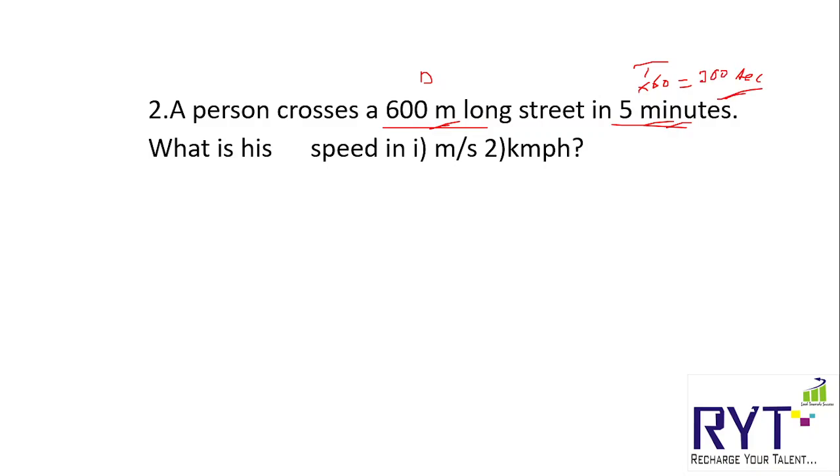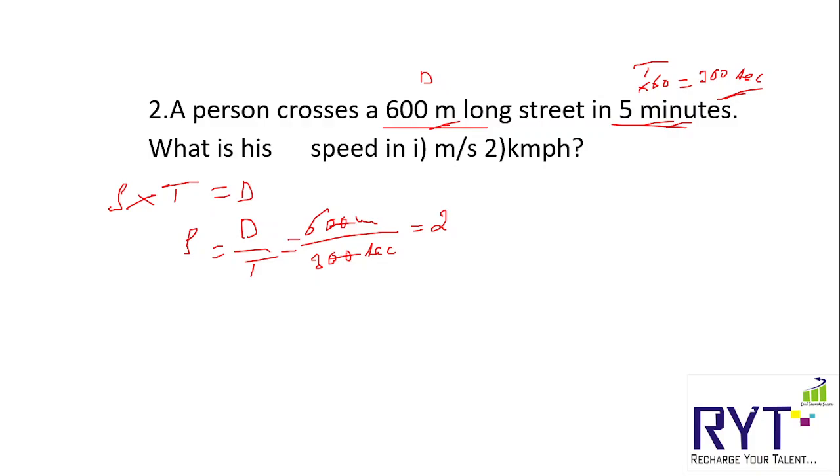Because 5 minutes, each minute is 60 seconds. So 5 into 60, 300 seconds. Let us calculate speed. We know the basic formula, speed into time is equal to distance. So speed is equal to distance by time. What is distance? 600 meters. What is the time? 300 seconds. Okay, 2 zeros get cancelled. 3 ones are 3, 3 twos are 6. So 2 meters per second is the speed.